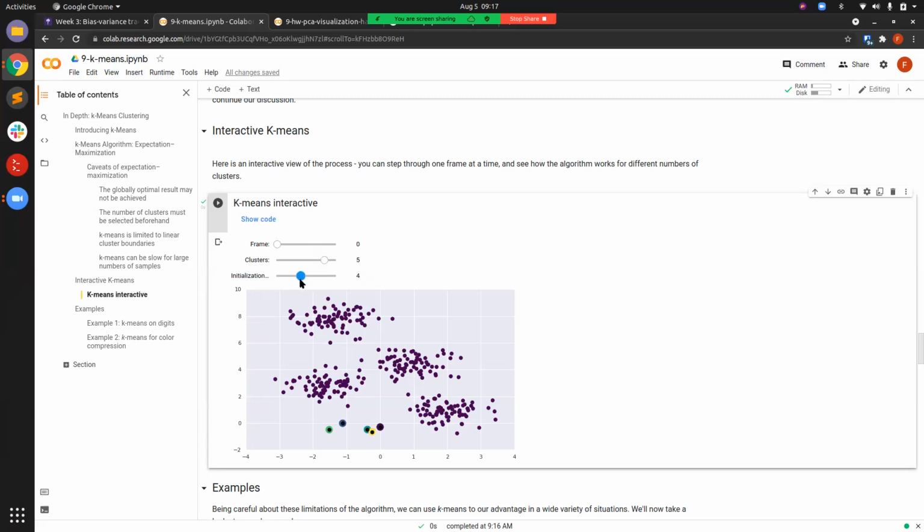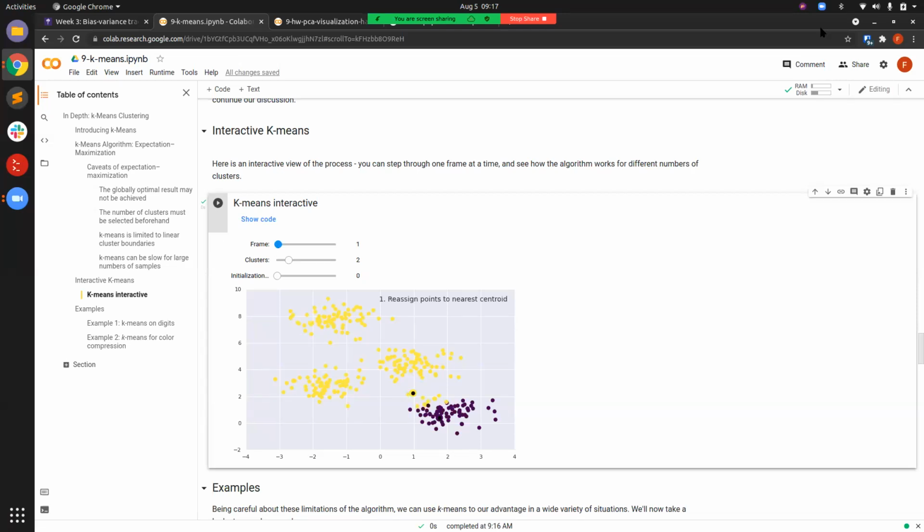So let's run through a few examples. Let's try 2 clusters. We'll use, let's say, the first random initialization. Okay, I have 2 clusters. The cluster centers are marked as colorful circles with a point in the middle. So there's one here, one here. And let's step through this algorithm. The first step was to assign the cluster centers to some random position.